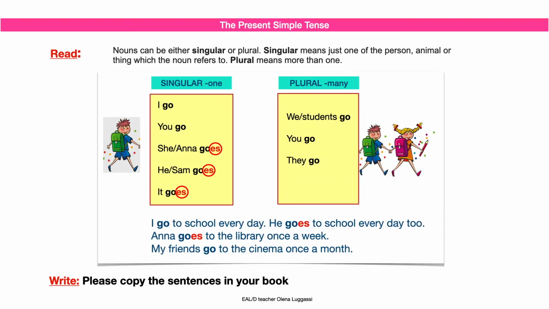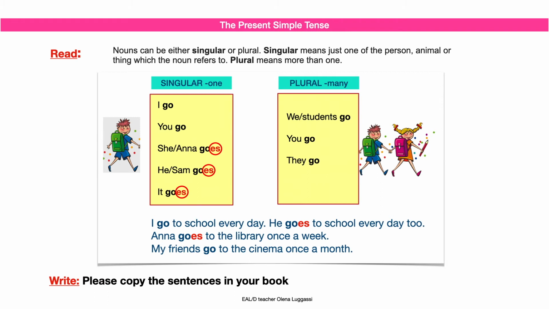Every sentence has a noun or a pronoun. Nouns are the words that name objects or people or things. For example, a cat, a dog, Anna, a table, a day. And pronouns are the words such as I, you, she, he, and so on. So nouns can be either singular or plural. Singular means just one of the person, animal, or thing which the noun refers to. Plural means more than one or many.